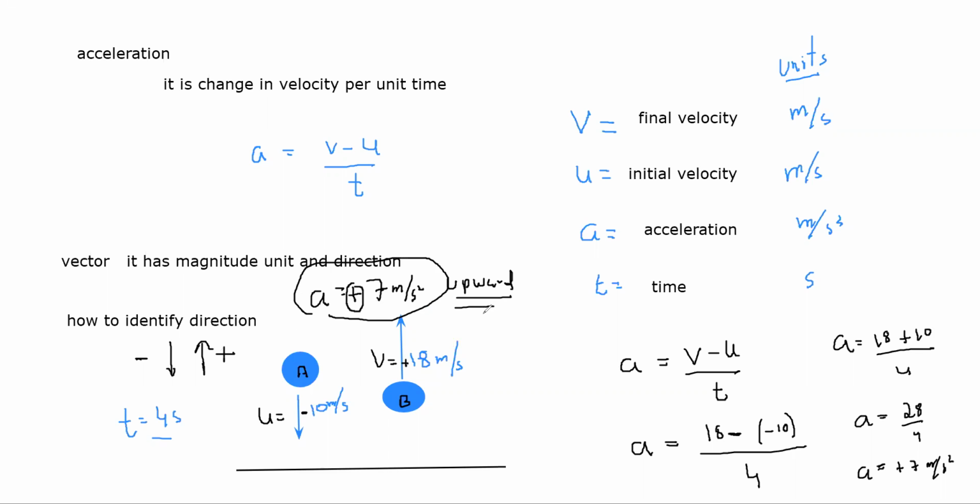Is it clear? Any doubt in this concept of direction of the acceleration? So you use the formula. According to the answer you get, you check the directions which you took initially. If you took the upward direction as positive and your final answer is positive, it means the direction of acceleration is upward. If you took the downward direction as negative and your final answer was negative, it means the direction will be downward.